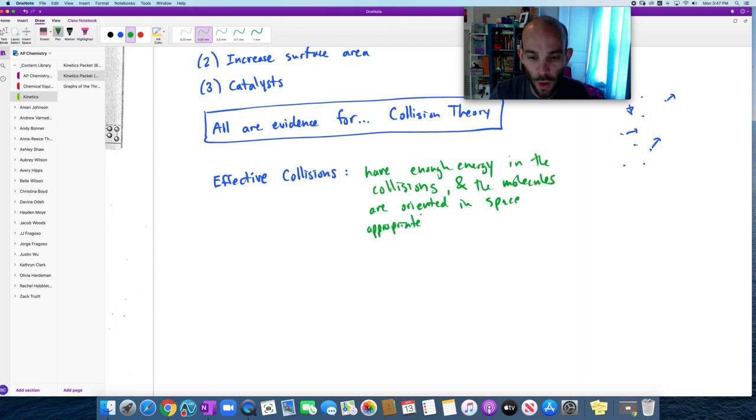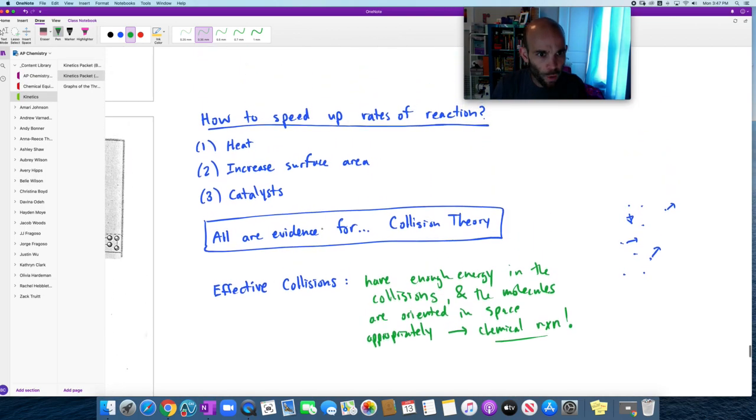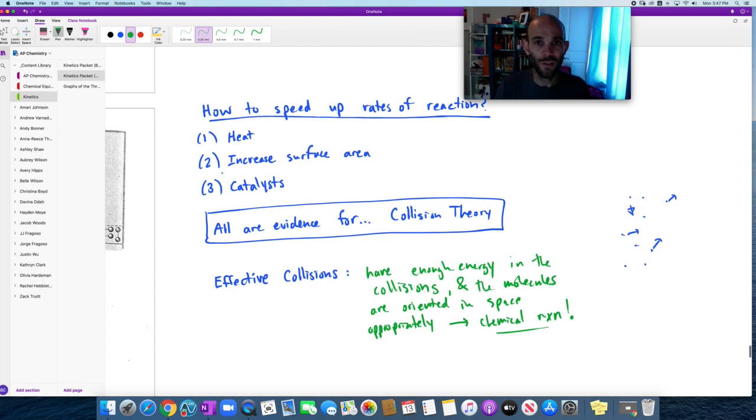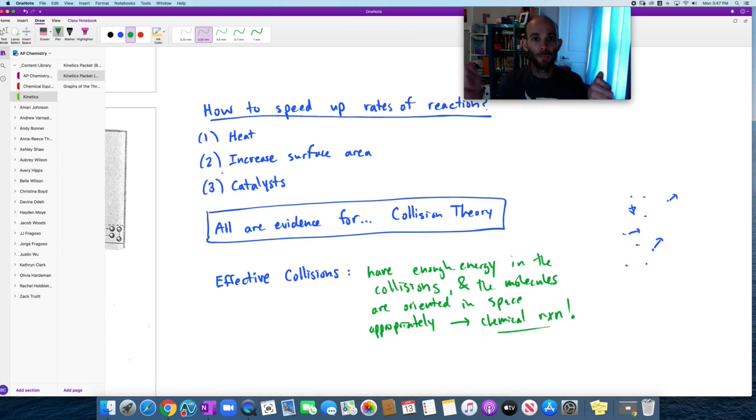And those are going to lead to the chemical reaction happening. Okay. So how would all of these three things, which we know speed up chemical reactions, how would these support collision theory? Well, heat, of course, makes molecules move faster.